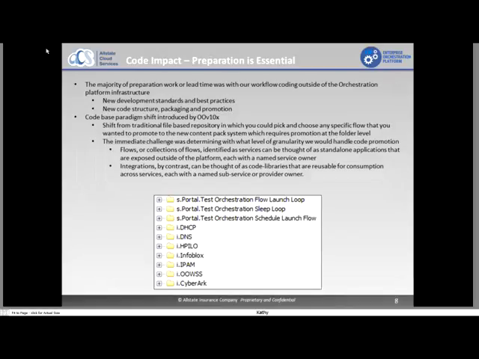So as we move on to the code impact, I can't reiterate enough that preparation really was essential in supporting this upgrade. So I had already mentioned that we had concerns with regards to standards and reusability and structure of our code repository. So basically we worked through what our new development standards and best practices would be, as well as the new code structure, packaging, and promotion, and how that impacted those processes.